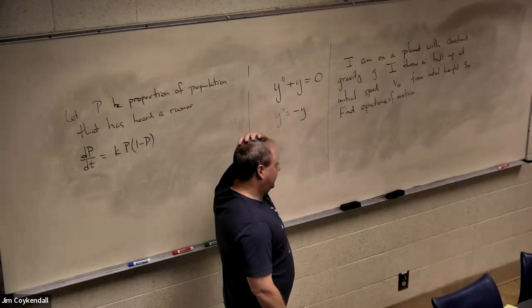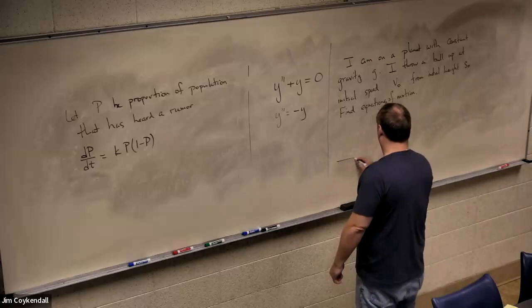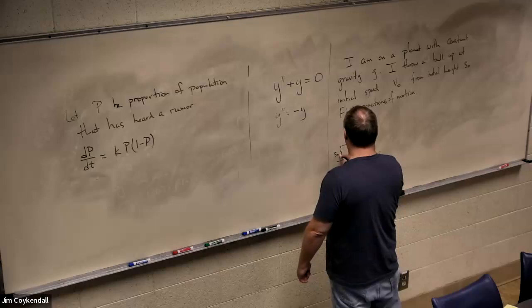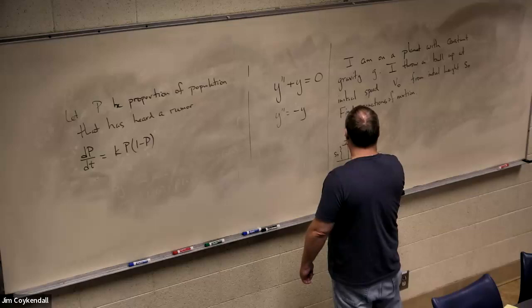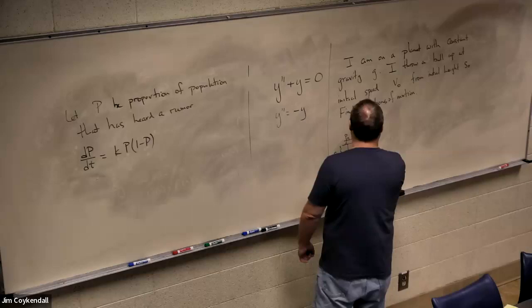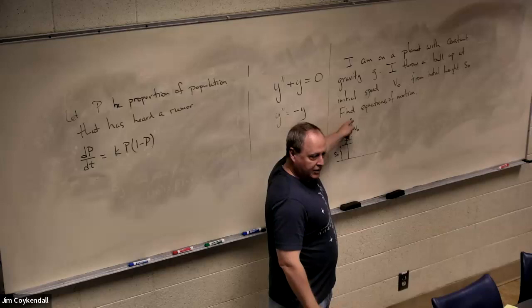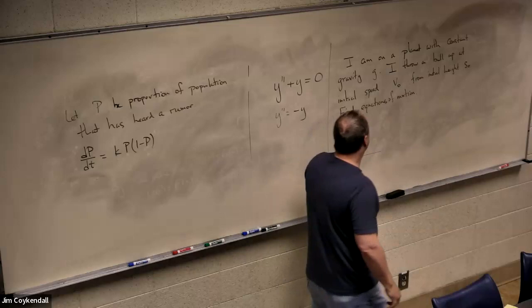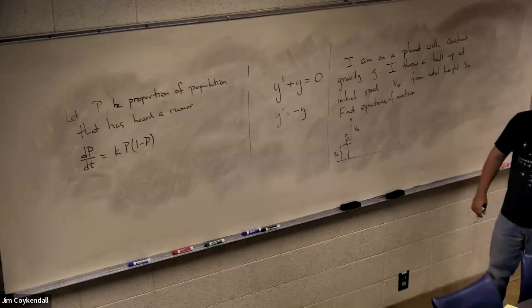So here's my model, right? So here I am. My initial height is S zero, and here I am. Put this ball up in the air with initial velocity V zero. And I want to know a function that tells me at what height this thing is. So this requires very little physics. In fact, almost none. In fact, the math really does this for you.